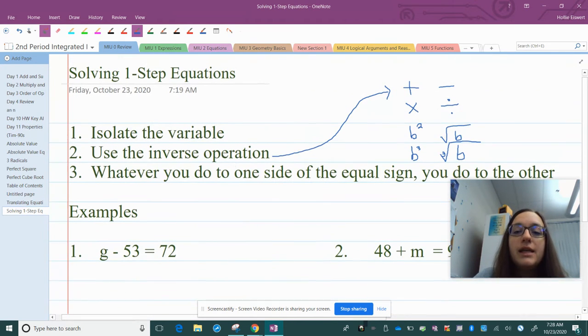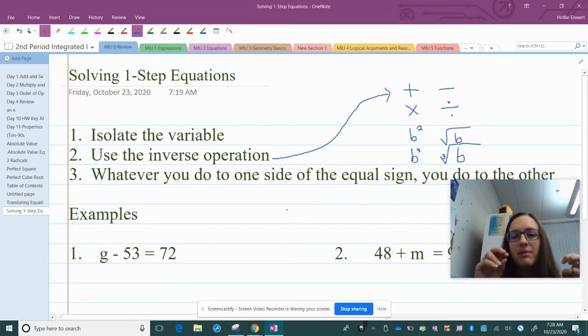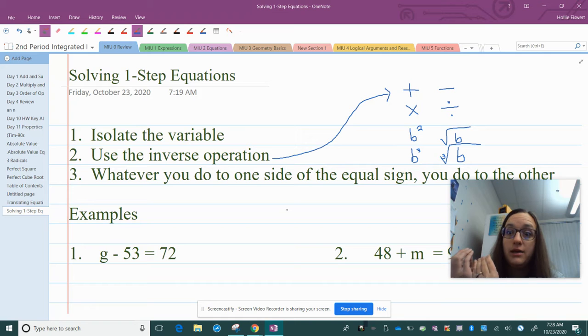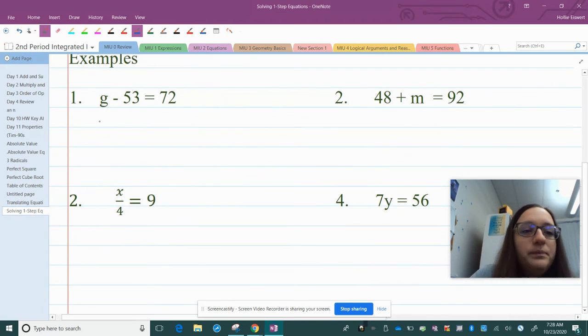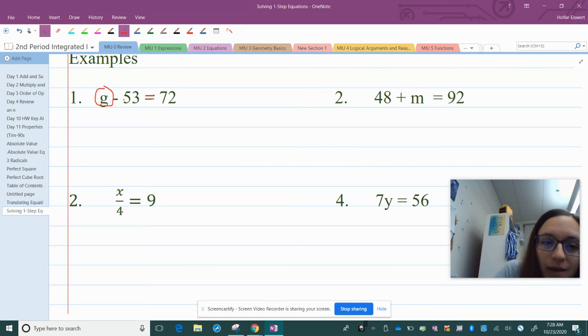Okay, here we go. And then keep in mind, whatever you do to one side of the equal sign, you do to the other. So whatever we do to one side, we're going to do to the other. Both sides equal. So if we have this example here, we have g minus 53 is equal to 72. Here's our equal sign. Here's our variable. Our goal is to get g alone on that side of the equal sign. And if we look, there's this minus 53 or this negative 53 in the way. That's what we have to take care of in order to get g by itself.